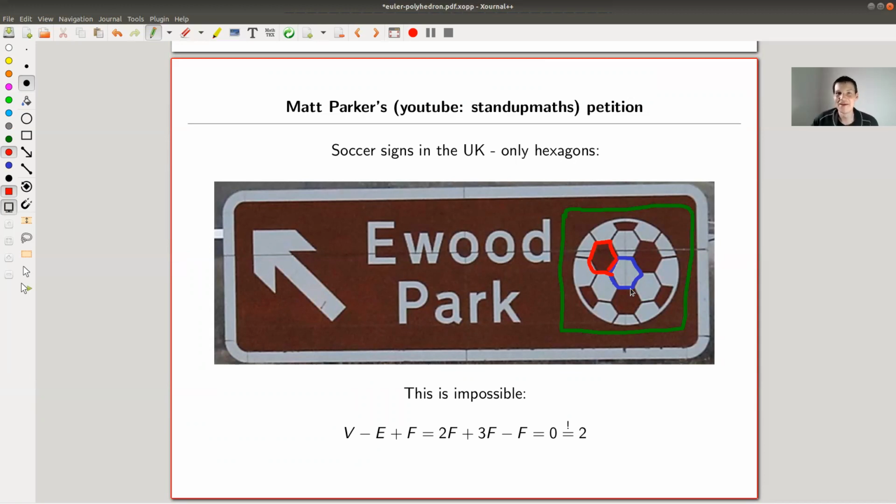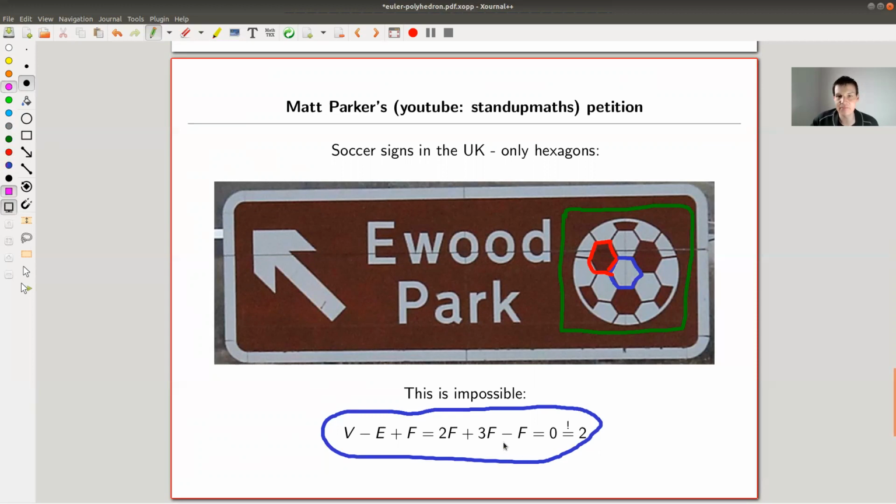And the reason he started this petition is that it's just wrong. You can't build a soccer ball out of just hexagons. It just doesn't work, and it's very easy to see why not by using Euler's polyhedron formula. This is basically how it works. There are of course many ways to see it, but here's one. You know that v minus e plus f equals 2, and you do exactly the count.